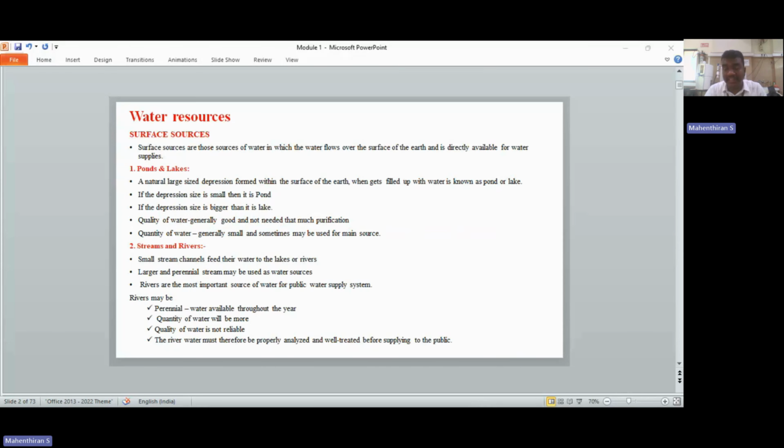Next, the quantity of water is more. Compared to ponds and the lakes, rivers have the larger flowing water and it will also have the larger catchment area.